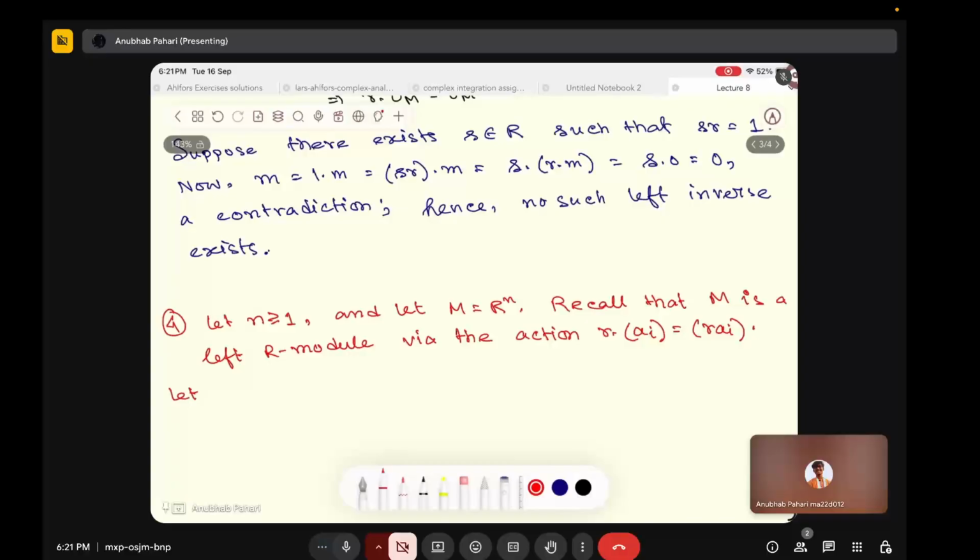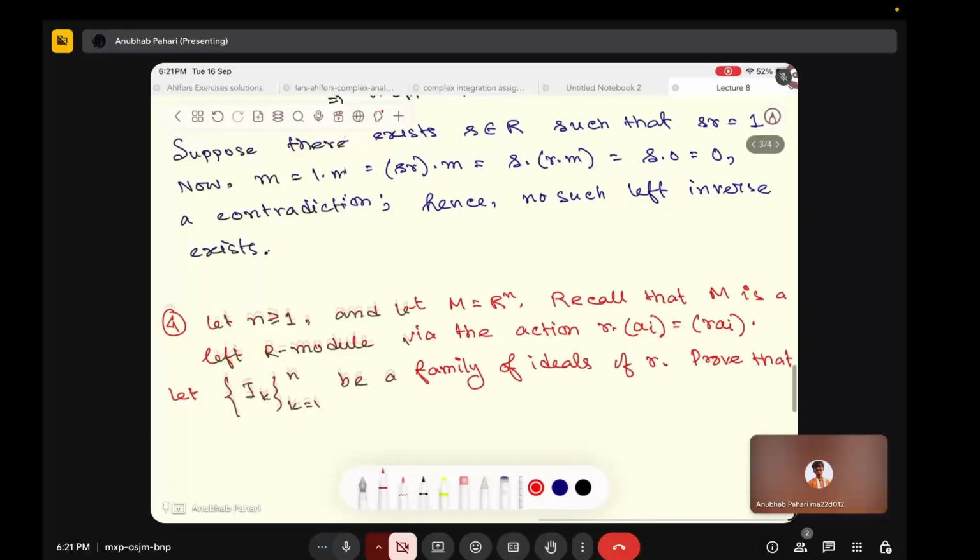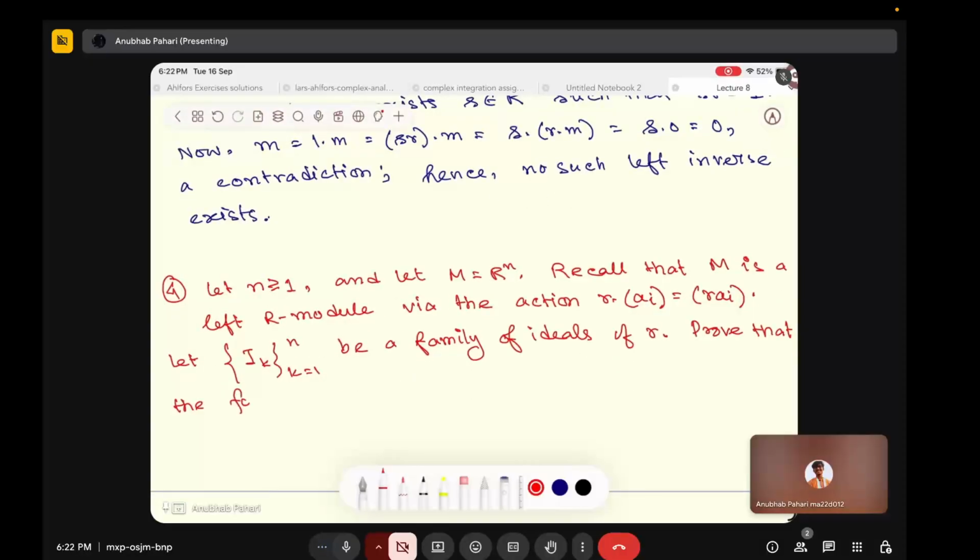Let I_k, where k runs from 1 to n, be a family of ideals of small r. Prove that the following subsets of R^n are submodules.